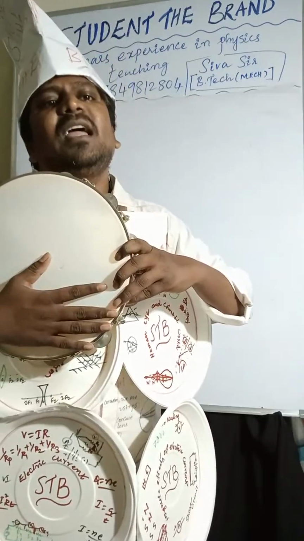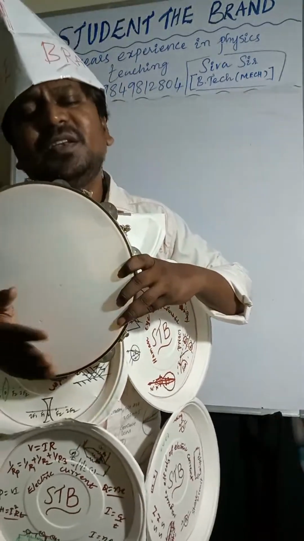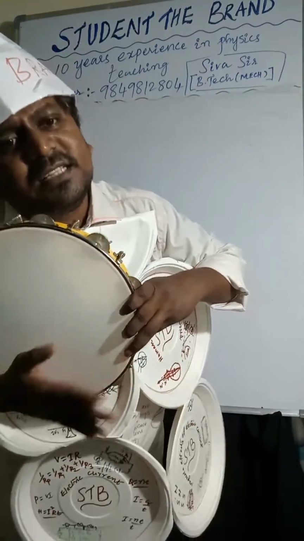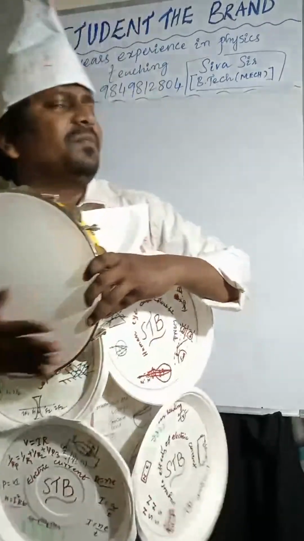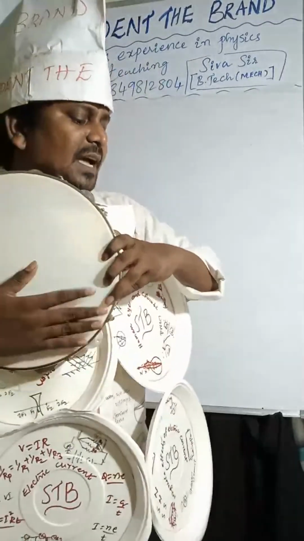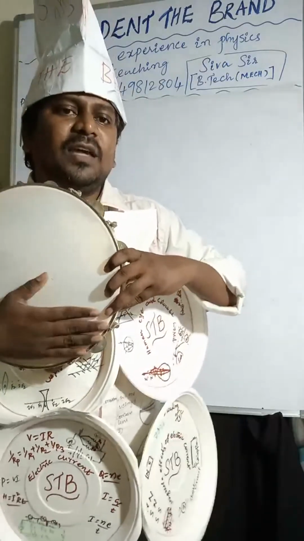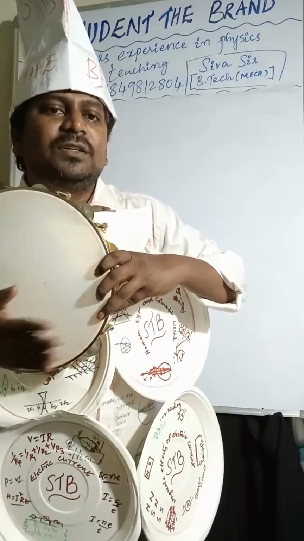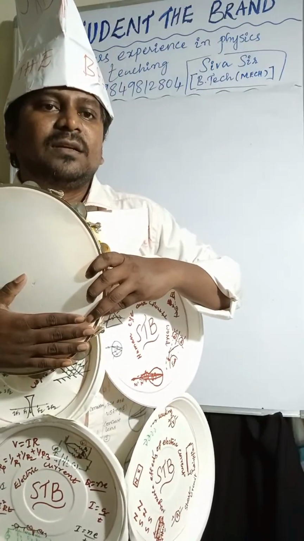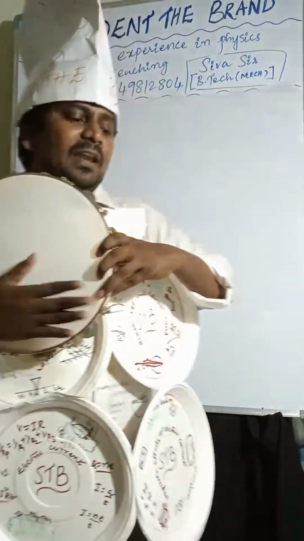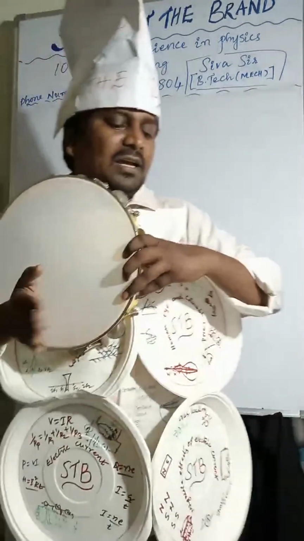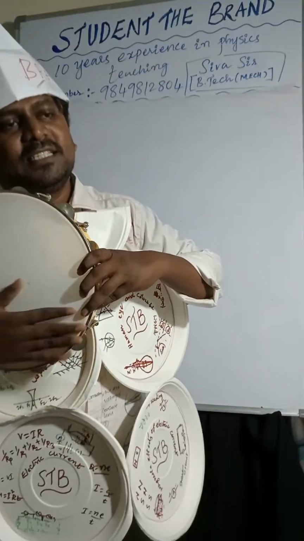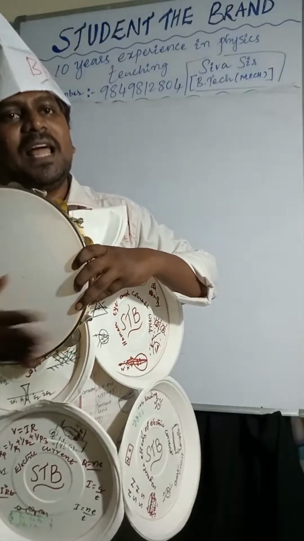New Cartesian sign convention. All distances are measured from the pole. Distances are positive along the incident ray. Distances are negative opposite to the incident ray. Distances are positive above the principal axis. Distances are negative below the principal axis.